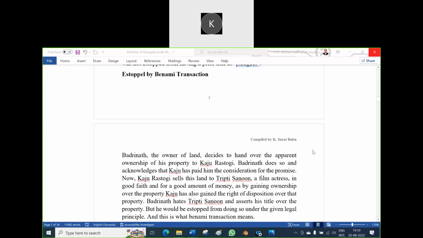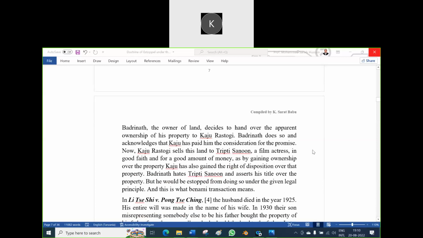Which is the Benami transaction here? Here, Badrinath made the Benami transaction or Kazu Rastogi made the Benami transaction, and what is it? Can you just explain to the students?